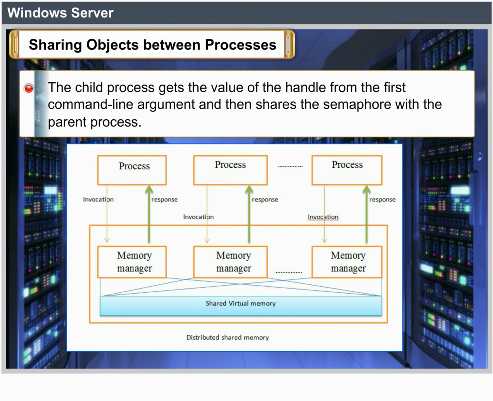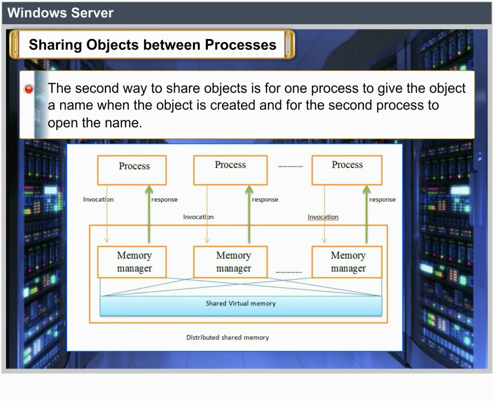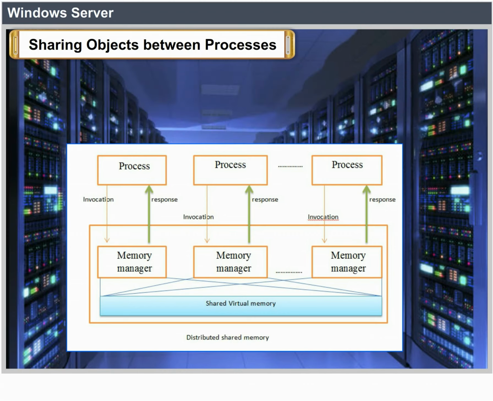The child process gets the value of the handle from the first command line argument and then shares the semaphore with the parent process. The second way to share objects is for one process to give the object a name when the object is created and for the second process to open the name.